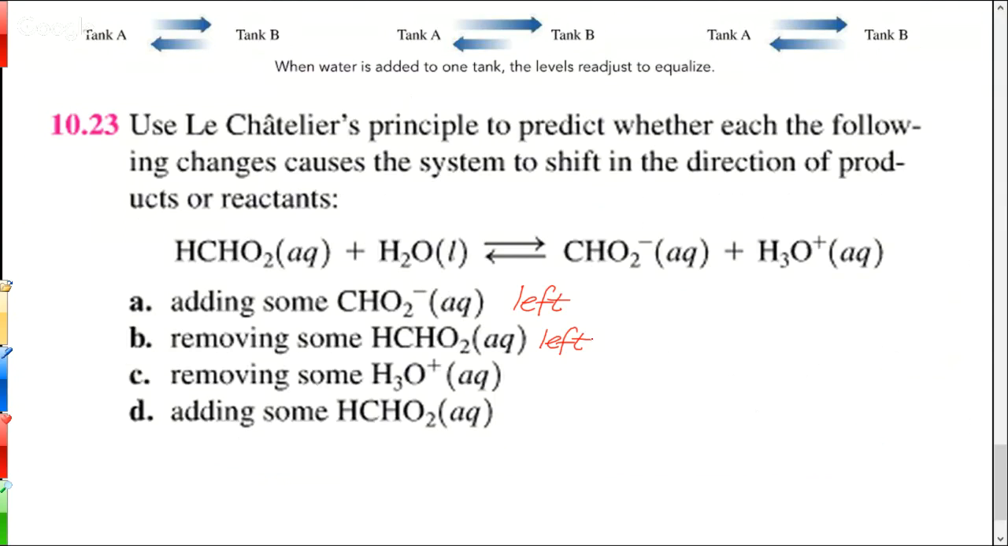All right. What about C? What about if we remove some H3O plus? That's the right, right? So you're taking out from the right, so the whole reaction has to go more toward the right to compensate for it.